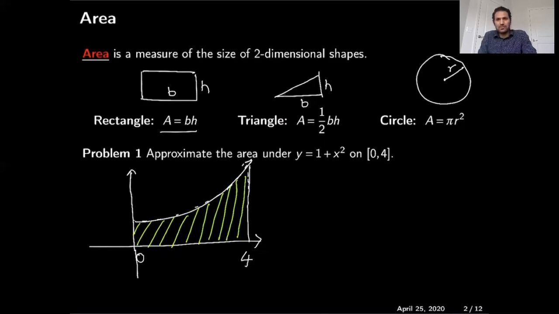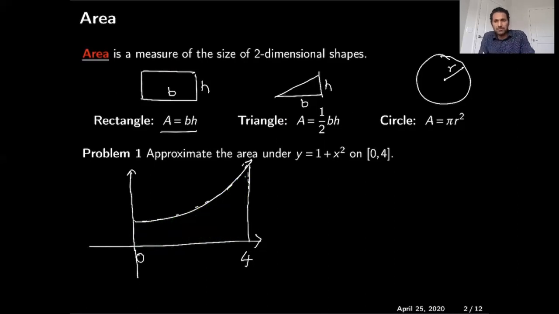The technique which calculates the area of such a shape is known as Riemann sums, because this shape does not look like the above three basic shapes. So we will use a procedure which is known as Riemann integration or Riemann sum. So how will we calculate the area of this shape?